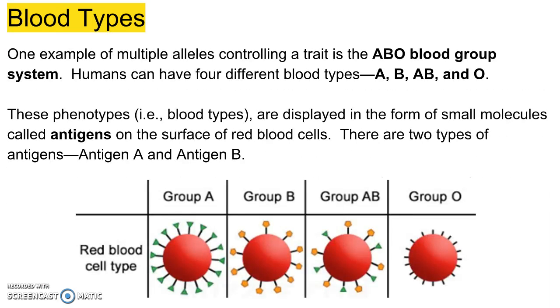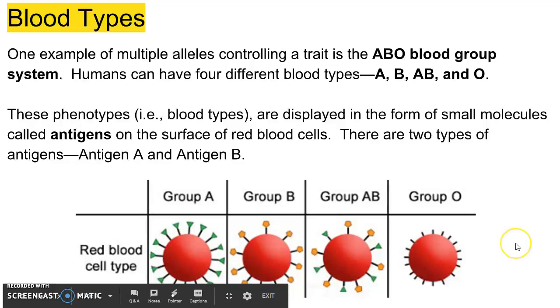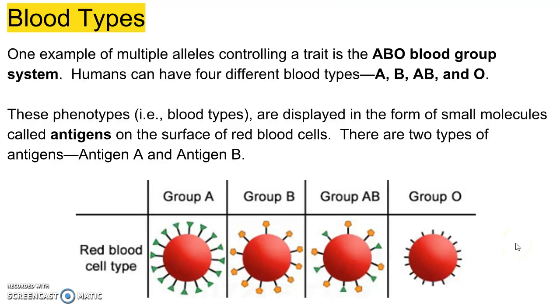Okay. Now, as I mentioned, the blood types are controlled by multiple alleles. We can actually have four different blood types or phenotypes: A, B, AB, and O. And these blood types are going to be shown in the form of little molecules called antigens that are found on the surface of red blood cells.